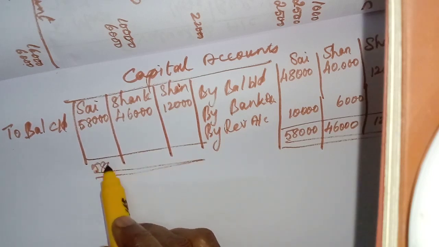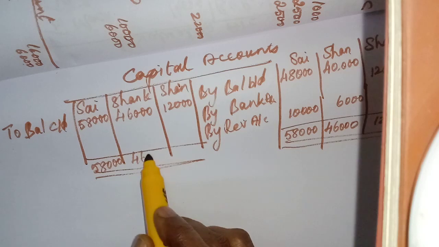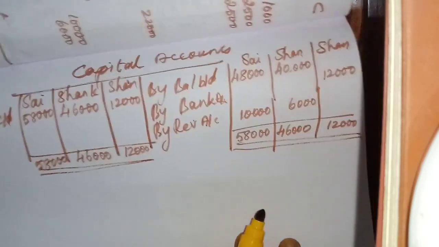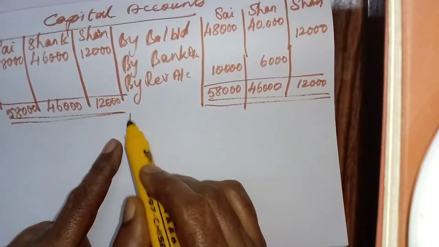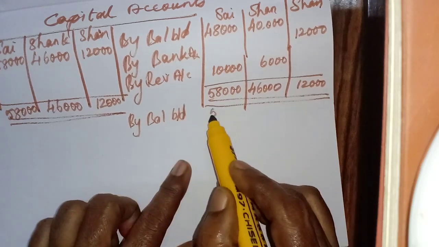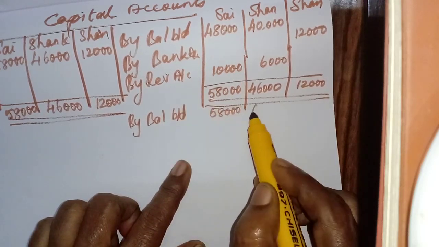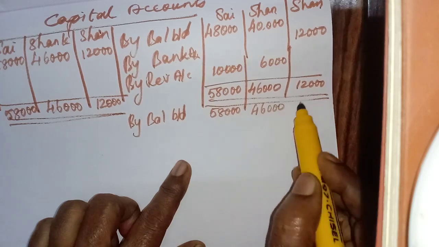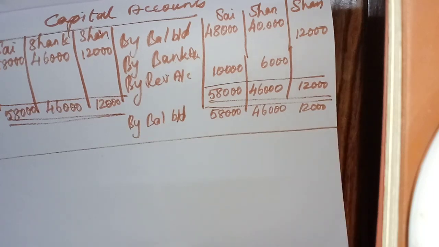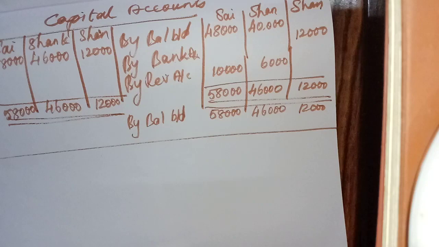58,000, 46,000, 12,000. Now you write the balance brought down. By balance brought down, 58,000, 46,000, 12,000. Leave as it is. With this the problem ends. We have completed 2 illustrations and 2 exercises. We will see the next problem in the next class. Okay students, thank you very much.